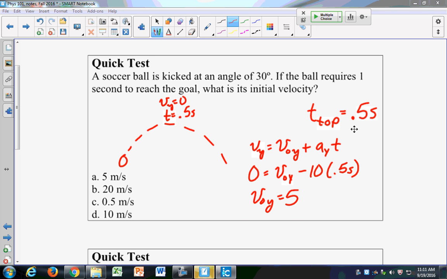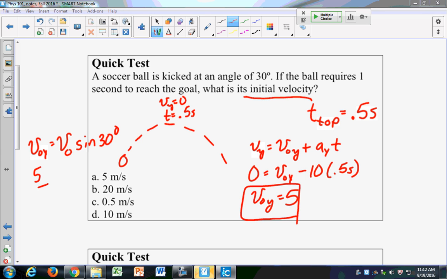So a lot of you put A because you probably just stopped right here. But that's not the right answer because I want to know what is its initial velocity. So I have to go 1 step further, and I say that V naught y is equal to V naught, the initial velocity, times the sine of the angle, which is 30 degrees. Sine of 30 is a half, and so 5 divided by 1/2 equals V naught. This is a half, and that's equal to 10. So D is the right answer here.